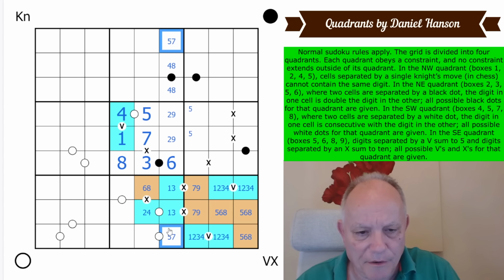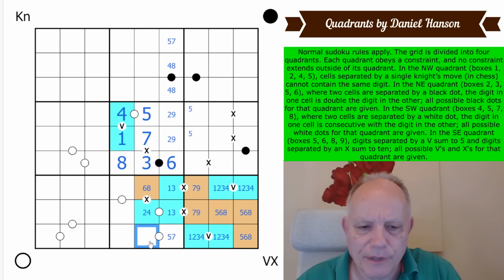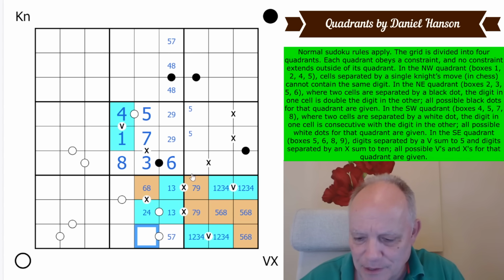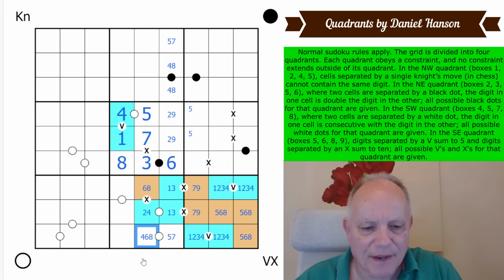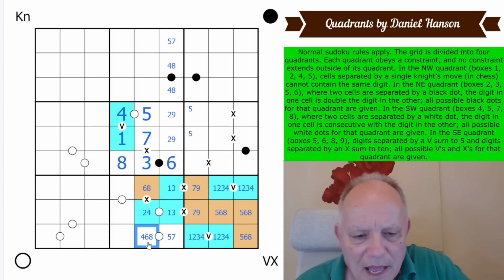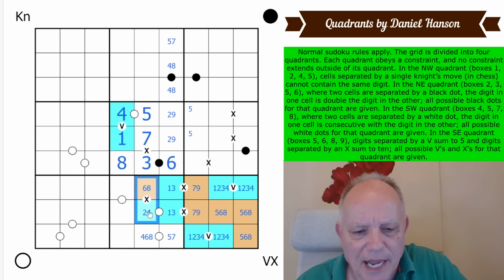That's just Sudoku. That's not dependent on negative constraints. This white dot, gosh, I do like the positive constraints in this puzzle because I don't have to panic about them. That is 4, 6, or 8. Now, we have a Vx. Yeah, that can't apply. That's an X relationship. This can never be an X relationship.